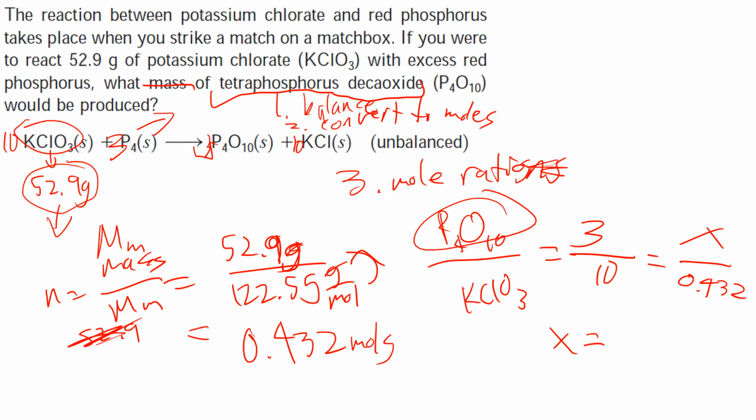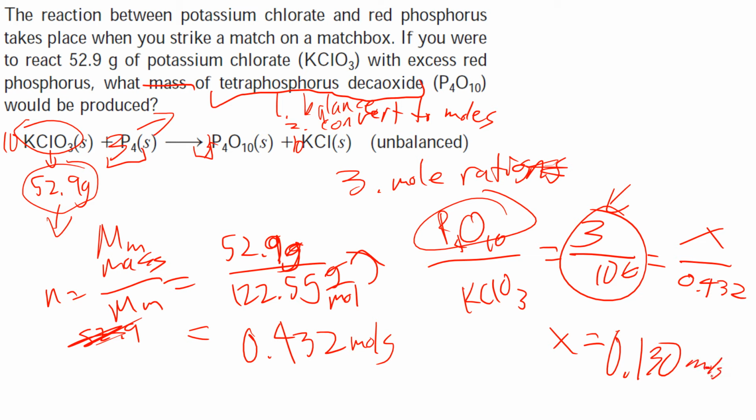We get 0.130. Keep in mind these have infinite significant digits, because all this is saying is that for every three phosphorus molecules, you need 10 potassium chlorate molecules. It's like counting: for every 10 blue marbles you need 3 red marbles. It's an exact number, so these have infinite significant digits. Okay, so 0.130.